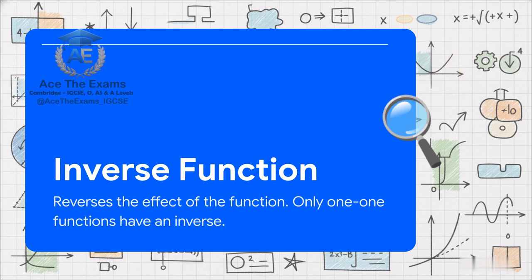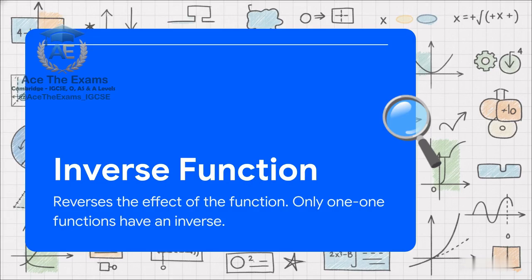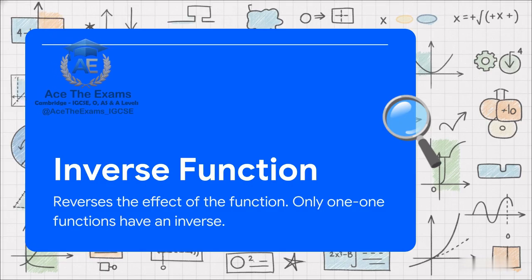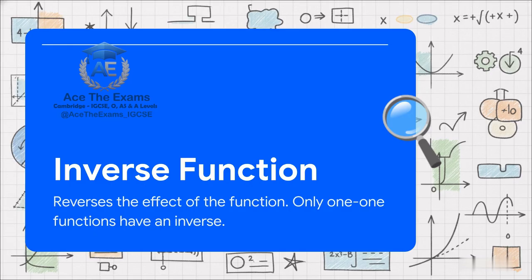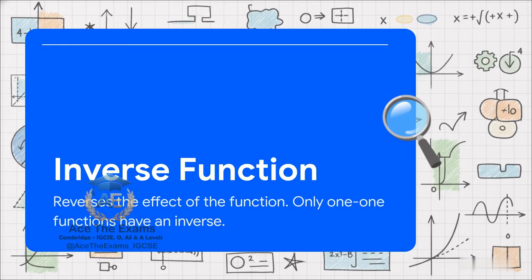Let's think about why. Every output must have a single clear origin. If you try to reverse a many-one function, like that U-shaped curve where both 2 and -2 resulted in 4, and you feed the number 4 into the reverse machine, the machine would literally panic. It wouldn't know whether to spit out a 2 or a -2. Without a unique path back, the inverse simply cannot exist.